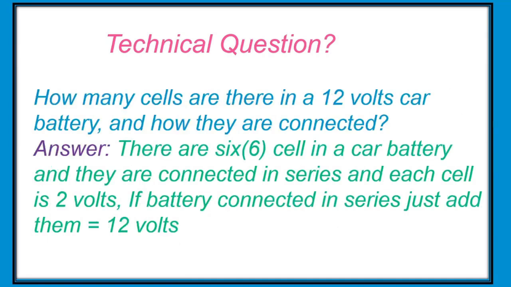How many cells are there in a 12 volts car battery and how are they connected? There are 6 cells in a car battery and they are connected in series. And each cell is 2 volts. If batteries are connected in series, just add them, equals 12 volts.